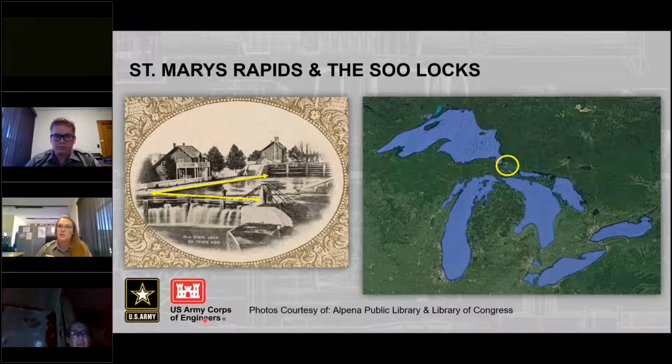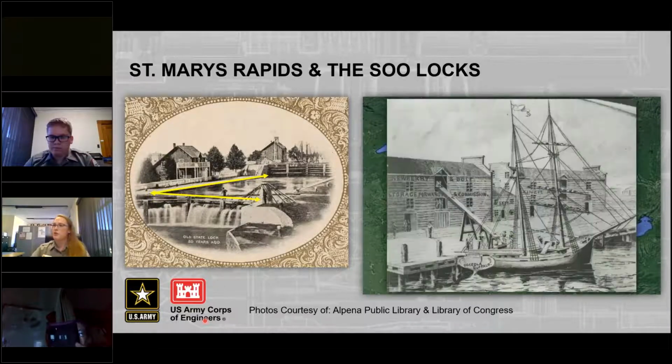And these locks were 350 feet long and 70 feet wide. Multiple small vessels could fit through these locks at one time to get into Lake Superior. Vessels similar to the Osceola.